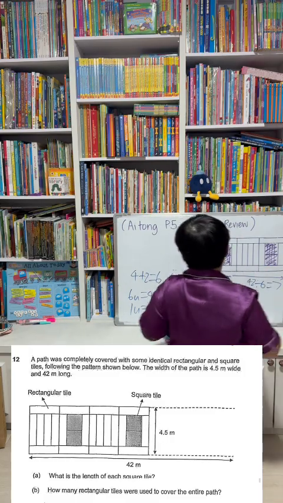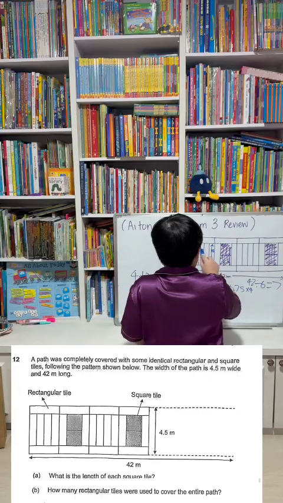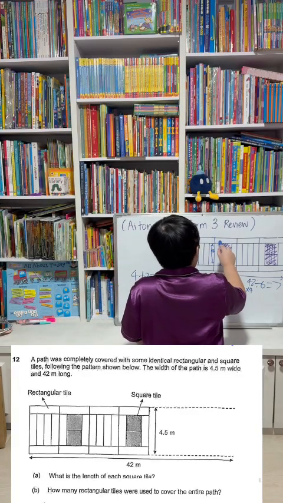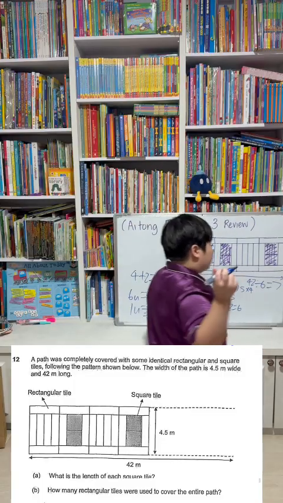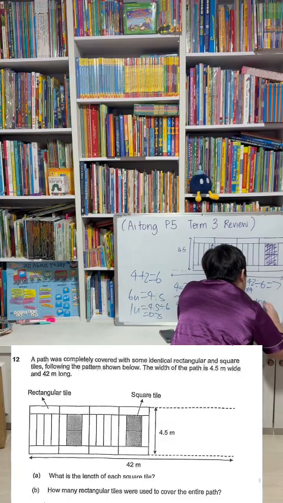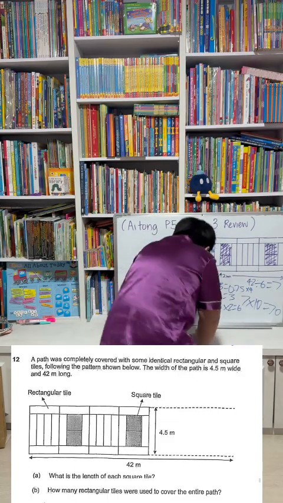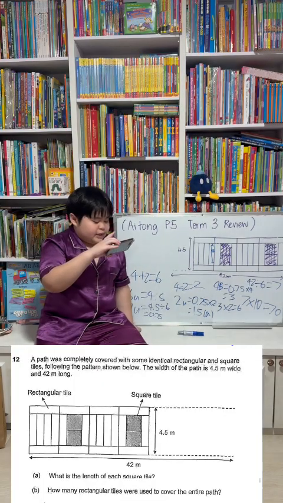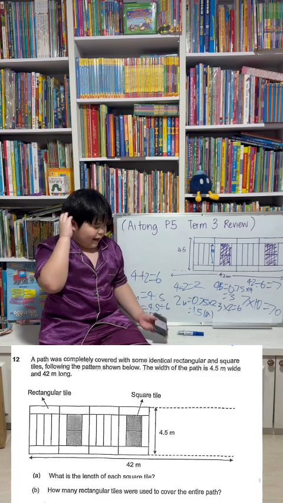Then we count how many rectangles are in each set. 1, 2, 3, 4, 5, 6, 7, 8, 9, 10. So there's 10 rectangles. So we do 7 times 10 equals 70. 70 rectangular tiles were used to cover the entire path.